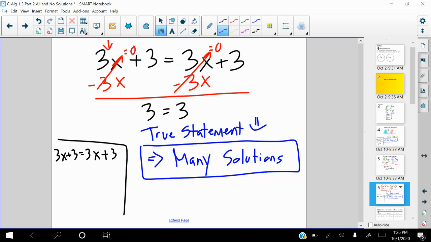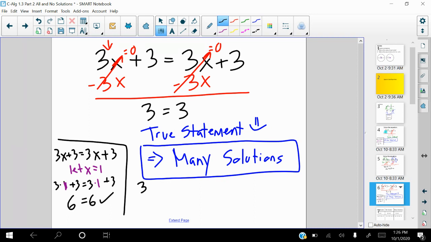Let's let x be 1. Right? Let's just say x is 1. Well, when we substitute it in, we get 3 times 1 plus 3 is equal again to 3 times 1 plus 3. 3 times 1 is 3, plus 3 is 6. So we get 6 is equal to 6.